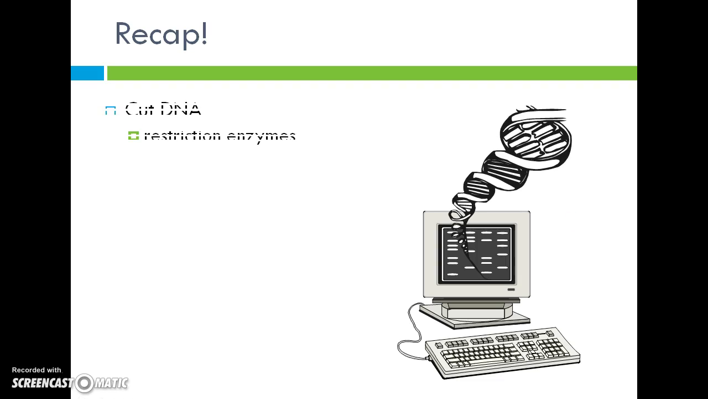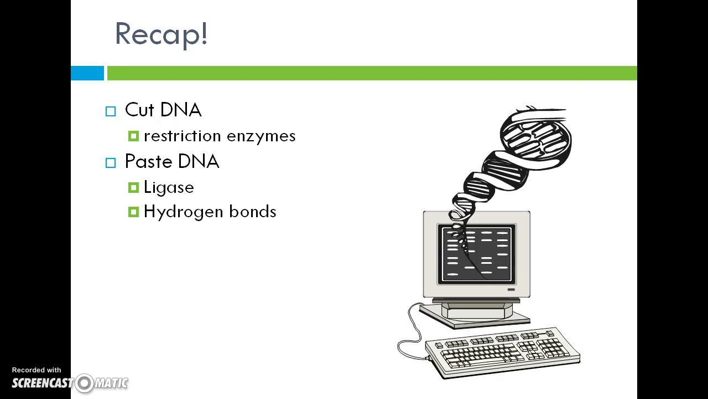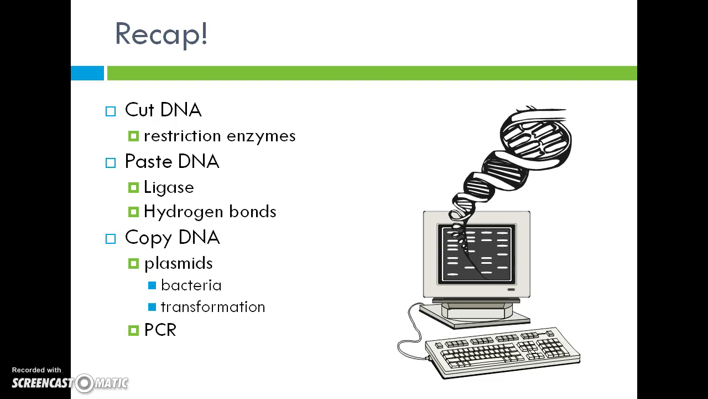So, quick recap. To cut our DNA, we're going to use restriction enzymes. If we want to insert those specific genes into a new organism, we're going to have to paste the DNA using ligase and hydrogen bonds in order to put genes into other DNA to create that recombinant DNA. In order to make copies of DNA, we can use plasmids from bacteria transformation or the PCR polymerase chain reaction to make a bunch of copies of our DNA. These plasmids can then make our specific traits, or we can use PCR and then run it through our gel electrophoresis to help us identify genes or people.